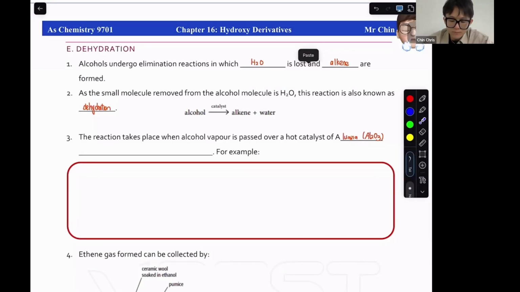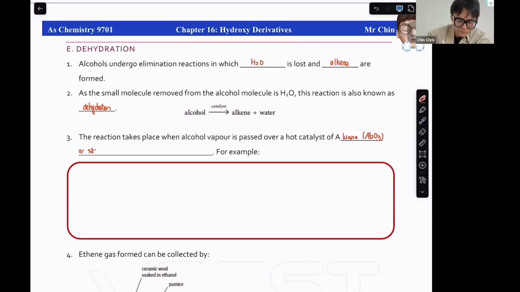Alright guys, next. So again, you can pass it over hot concentrated alumina. Hot alumina or hot silica also can. Silica formula SiO2. Or guys, if you don't want to pass it over silica, you can also use concentrated H2SO4. That's it. Done.